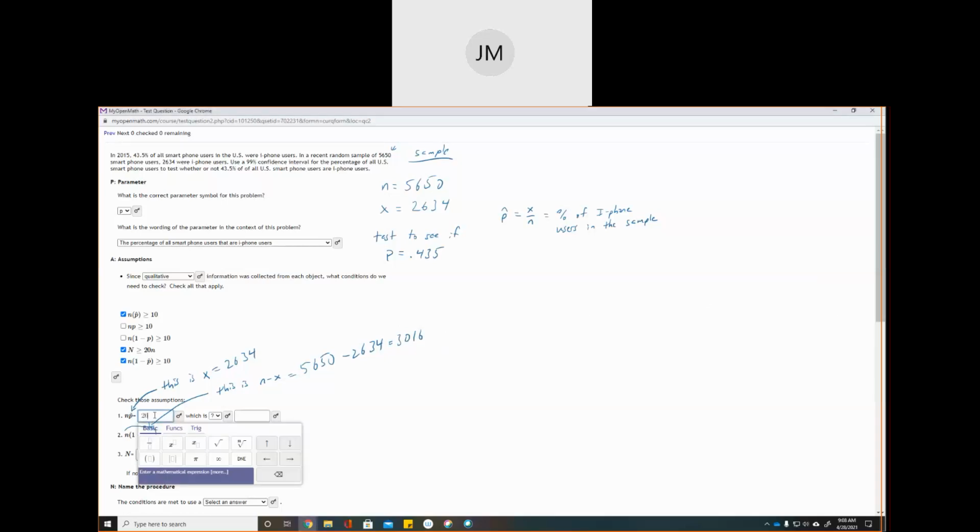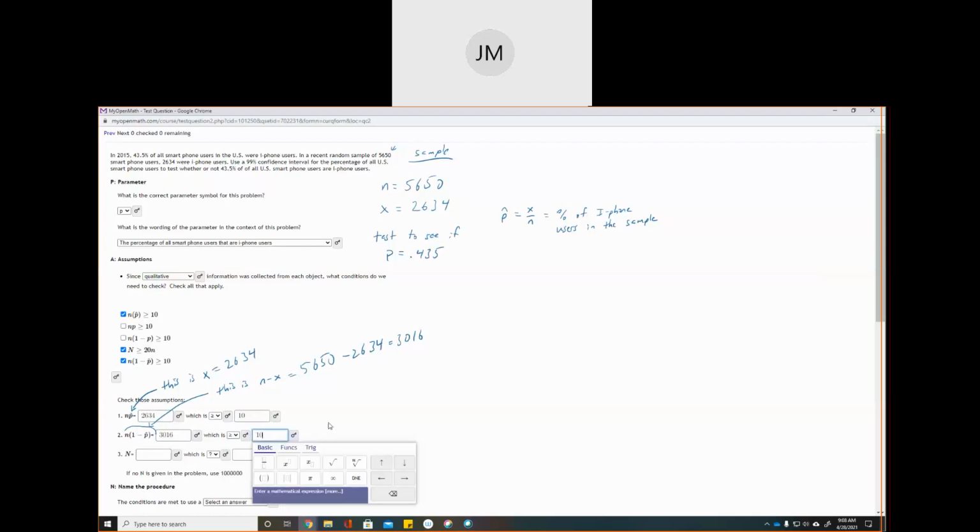So here I have 2634, which is greater than or equal to 10, right? That's the thing I'm going to check. The number of people that are not iPhone users in our sample is 3016, which is definitely bigger than 10. Okay, so my sample is plenty large, right? Thousands of people, that's plenty.